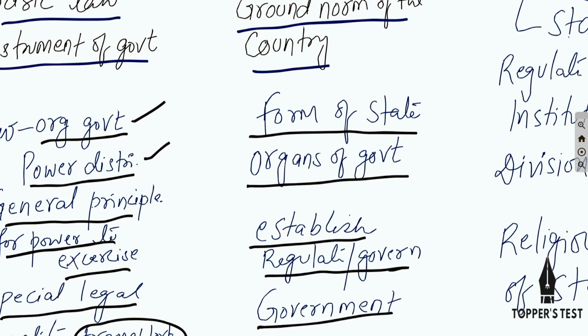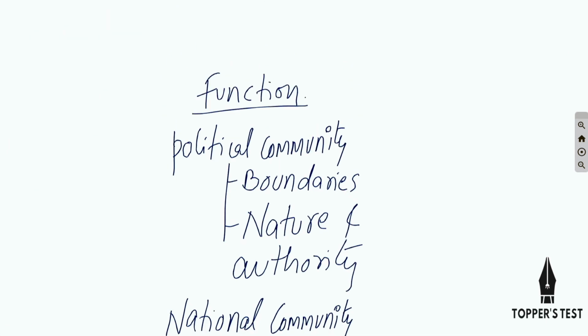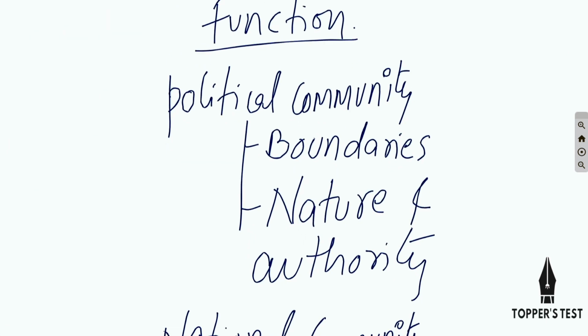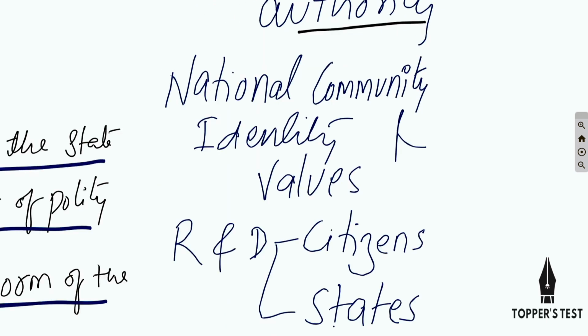So the basic thing is that it tells about the philosophy of how a state will be organized and how the relationship between the various organs of the state will be. Now, what will be the function of the constitution? It tells about the political community, that is the boundary, nature and authority of the constitution. It tells about the identity and values of a national community.